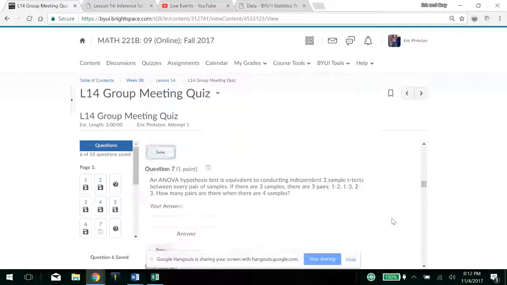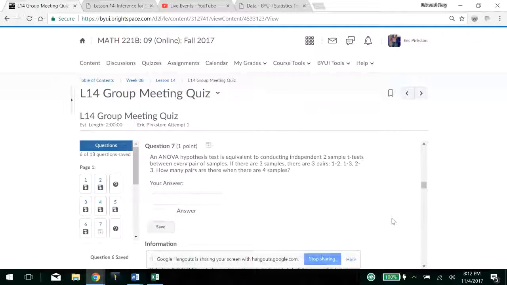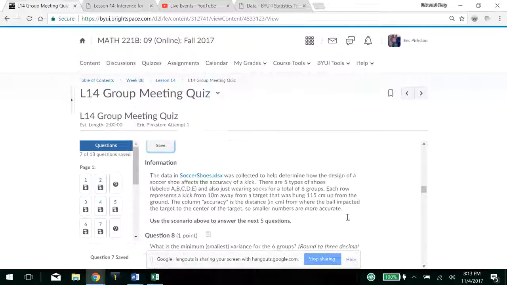An ANOVA hypothesis test is equivalent to conducting independent 2 sample t-tests between every pair of samples. If there are 3 samples, there are 3 pairs: 1,2; 1,3; 2,3. How many pairs are there when there are 4 samples? So there's 1,2; 1,3; 1,4; 2,3; 2,4; 3,4. I think maybe it's just 6. Is that what you got? Yeah, that looks right to me. 6. Okay. Soccer shoes.